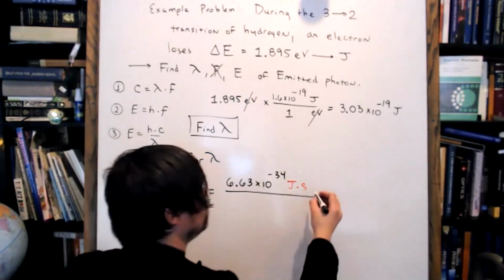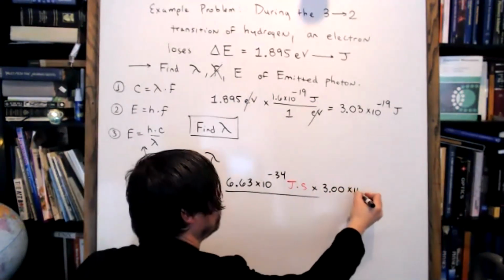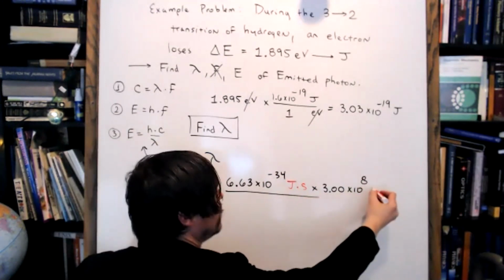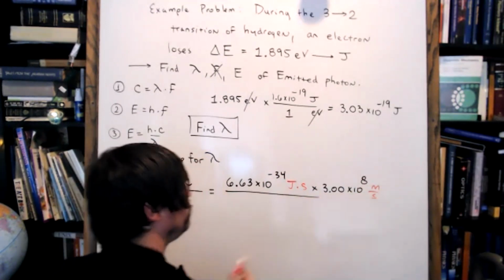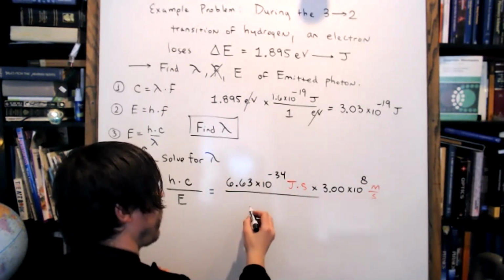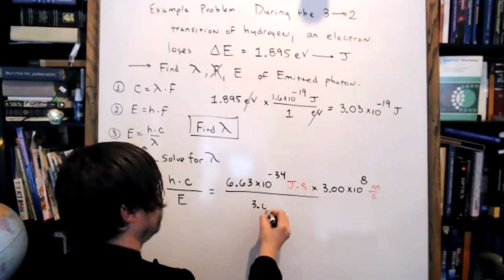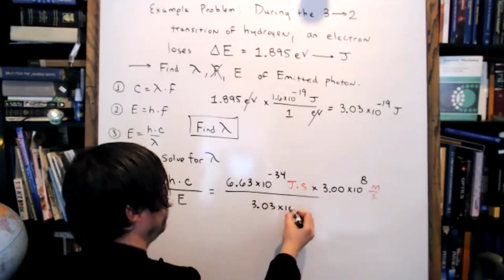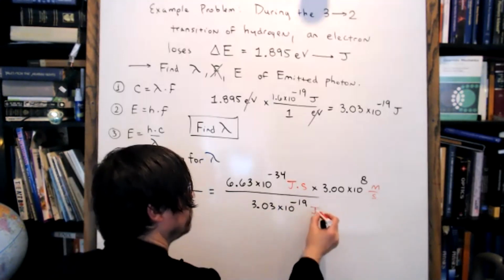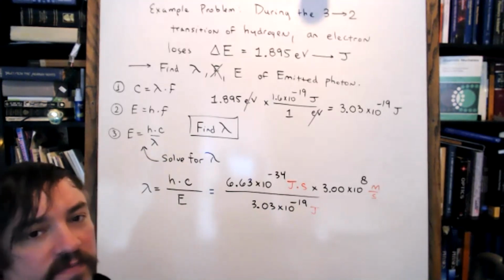The speed of light to 3 sig figs is 3.00 times 10 to the 8 meters per second, divided by the energy, 3.03 times 10 to the negative 19 joules. Okay, guys, punch that up for me.